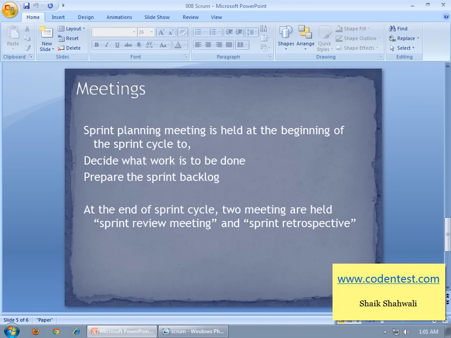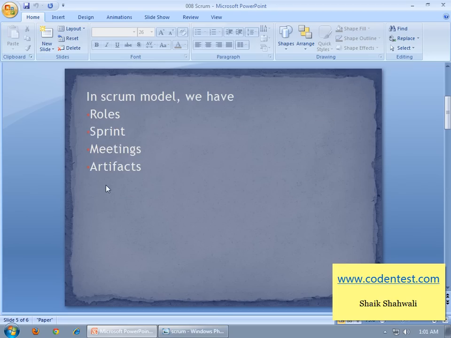In sprint retrospective all the team members will reflect on the past sprint. They talk about their experience, what difficulties or challenges they faced, and how to continuously improve the process. That is sprint retrospective meeting. In Scrum models we have many meetings. Before starting a sprint cycle we have a meeting, and during the sprint we have everyday meetings, daily meetings, and at the end of a sprint we have 2 meetings. So that was about meetings.